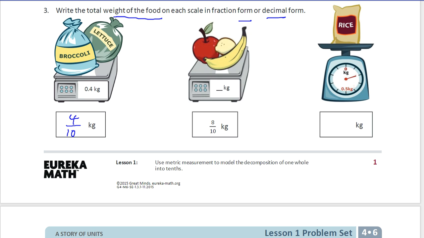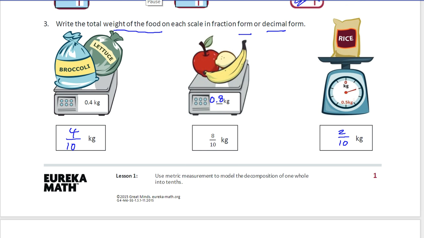And go ahead and hit pause and do the next 2 on your own. You can do it. Alrighty, how'd you do? Well, for the apple, the lemon, and the banana, you got 0.8. That's 8/10. And for that rice, we have 2/10. And I've been ignoring this label the whole time, but the label on all these are kilograms because when we weigh stuff in the metric system, we use kilograms. All right. We are done with the front side, so I'll meet you on the flip side.